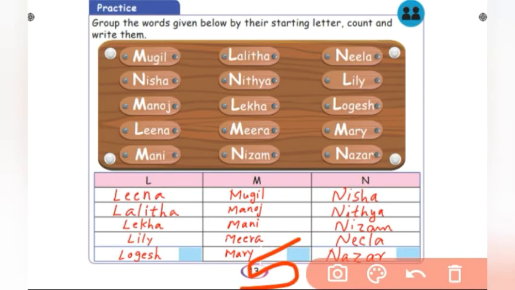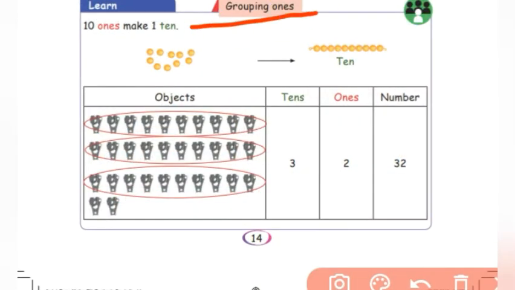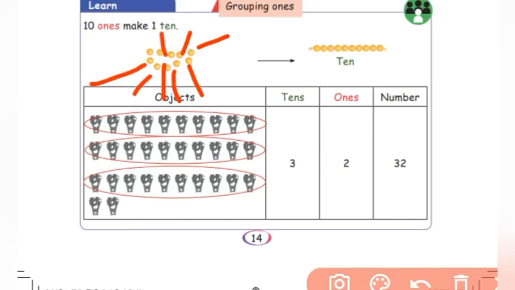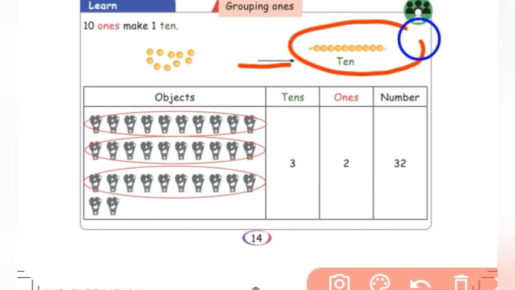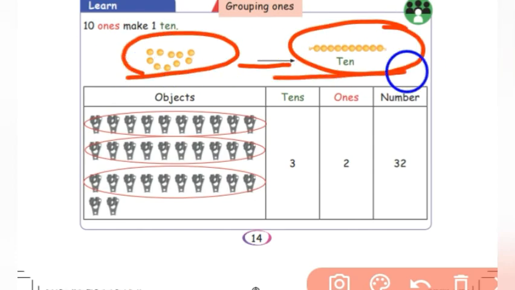Grouping ones. 10 ones make 1 ten. See 1 one, 2 ones, 3 ones, 4 ones, 5 ones, 6 ones, 7 ones, 8 ones, 9 ones, 10 ones. See, 10 ones make a 10. 10 ones senda 10 agum.